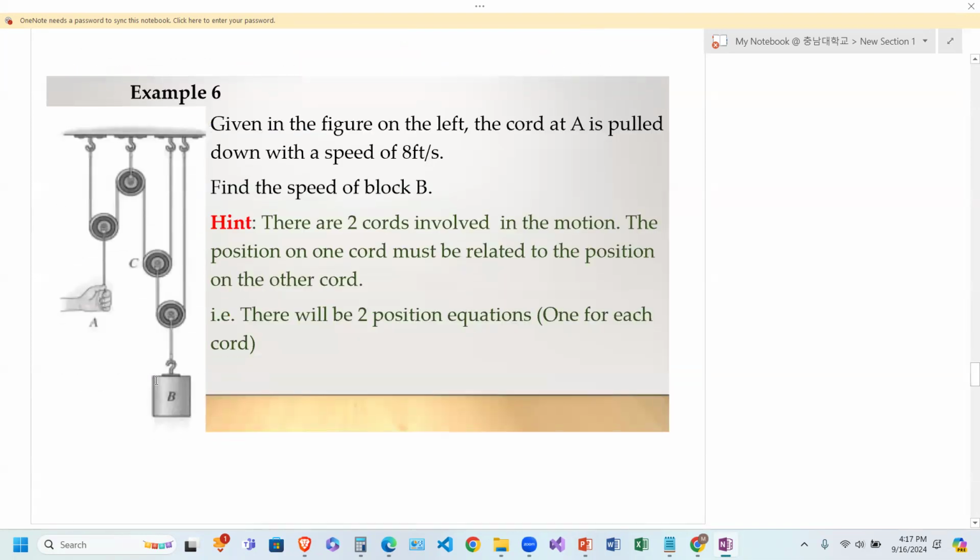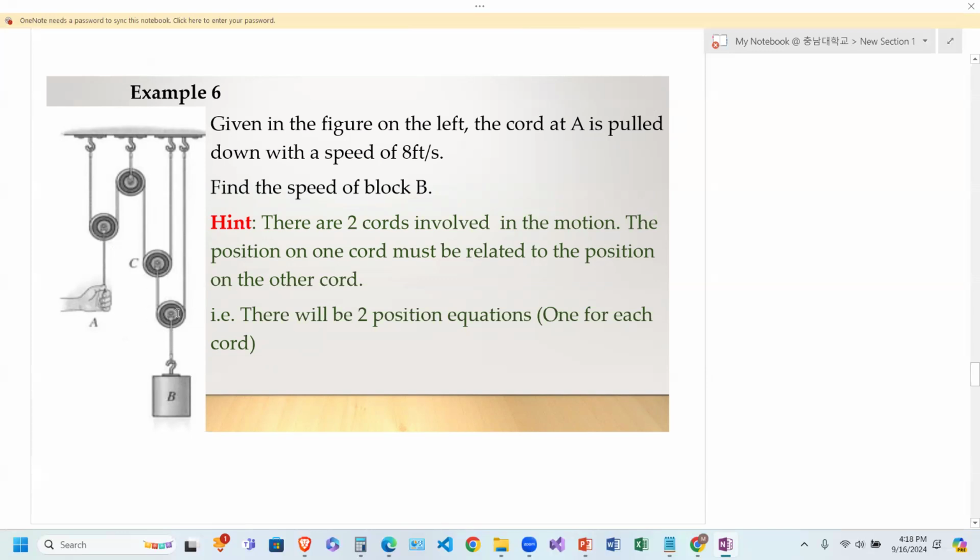Okay, so now let's look at an example. Given in the figure on the left, the chord at A is pulled down with a speed of 8 feet per second. So now, first of all, they want us to find the speed of this block B.